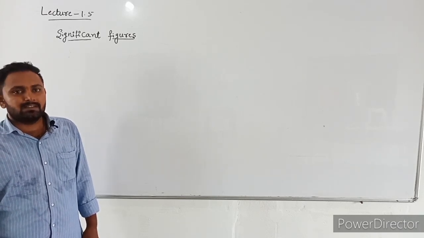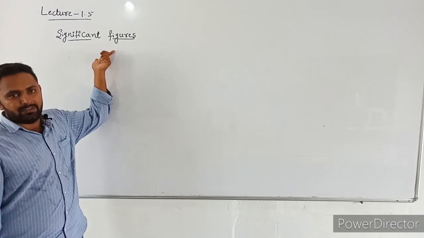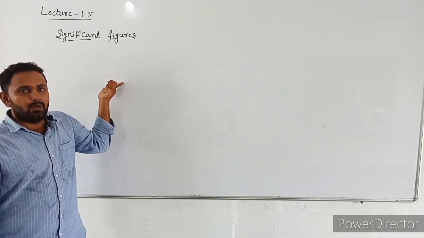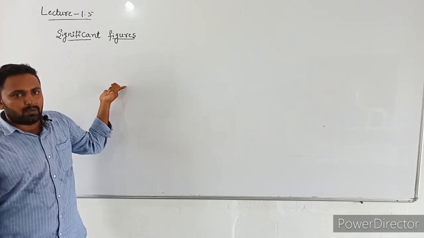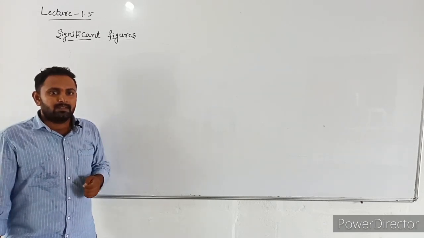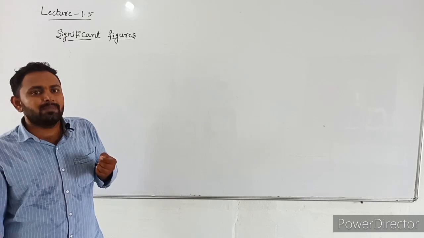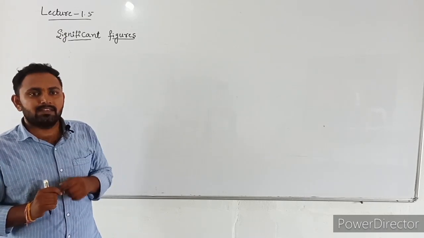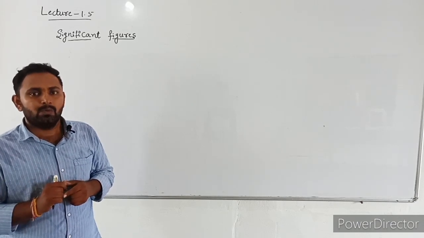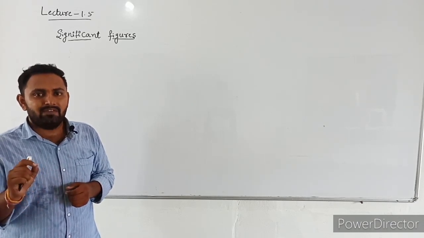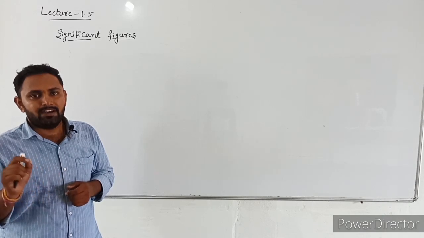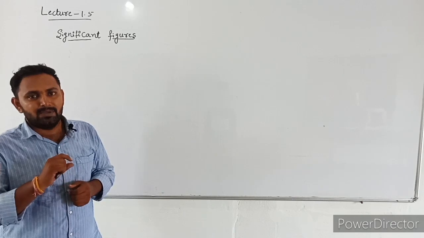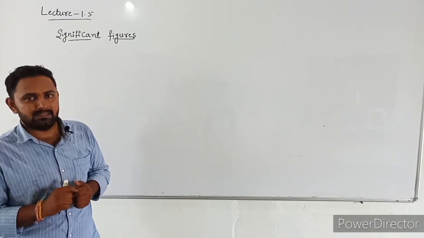In last class we were discussing significant figures. In significant figures we have already discussed what is precision and what is accuracy. What is precision? If the values of different measurements are close to each other, then the measurement is said to be precise. What is accuracy? If the average value of different measurements is close to the true value, then the measurement is said to be accurate.